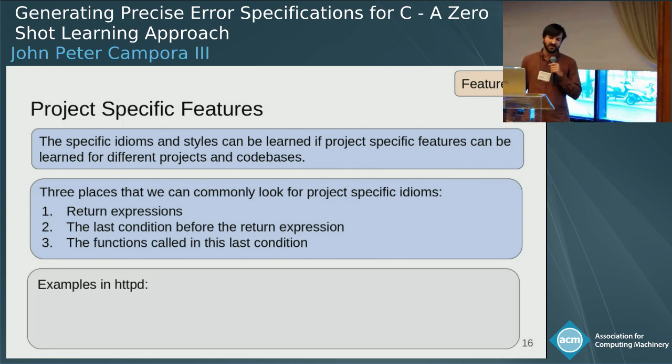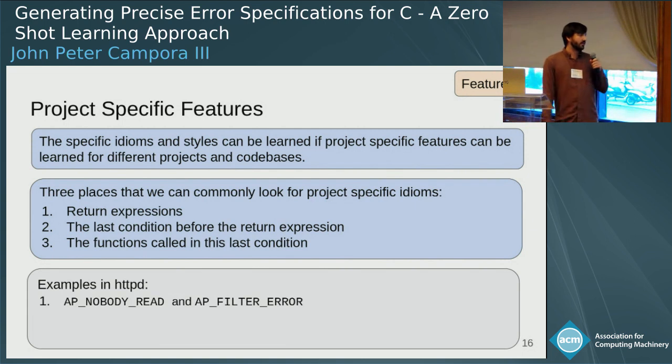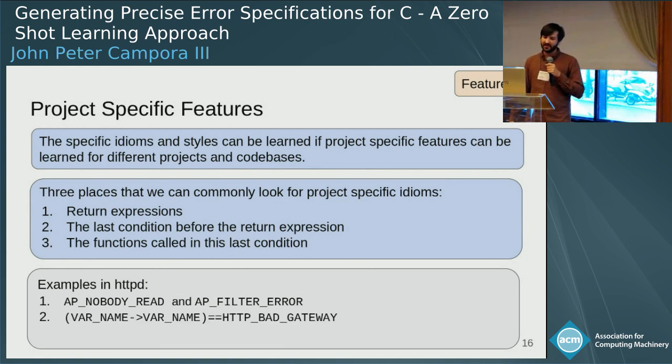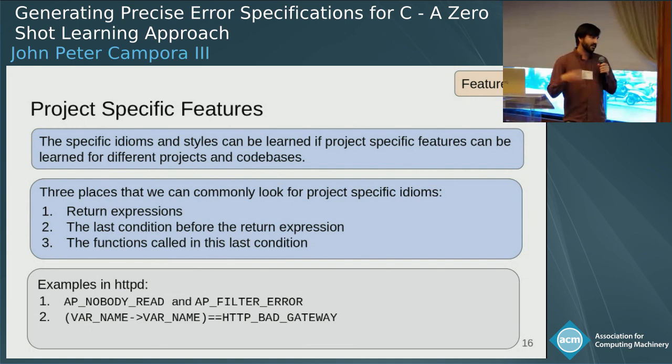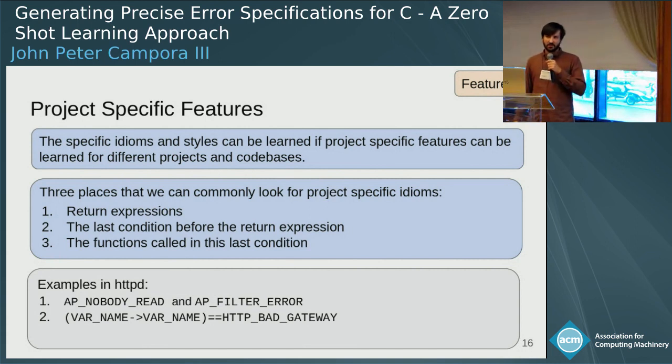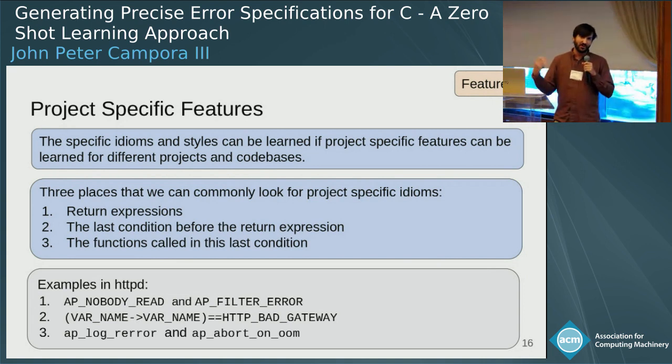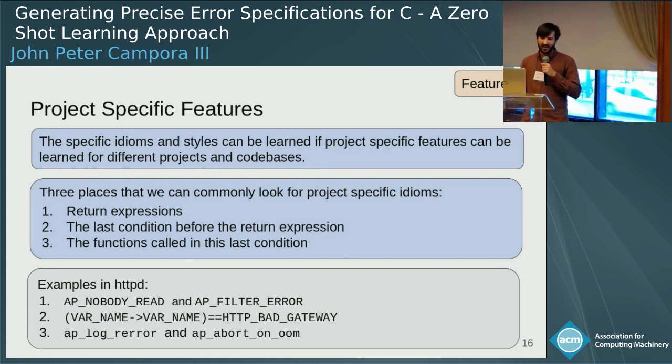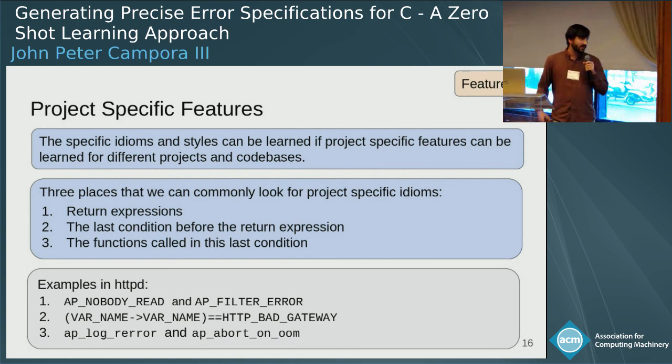Okay, so let's give examples from HTTPD. Very often you'll see directly returned one of these two macros here, AP nobody read or AP filter error. These immediately jump out when you see a return of this, and you know that this was an error path if you were looking at it just visually. Similarly, if I see something in this code base that gets this field from this struct and checks if it's equal to HTTP bad gateway, I know that if this is the check, then inside there's going to be some error handling code. So this is an error path. And finally, if I'm calling some kind of error logging function, then if you see a return nearby, it's probably an error path. These things are syntactic, but if you have enough training data, you can directly see that these are the error paths.